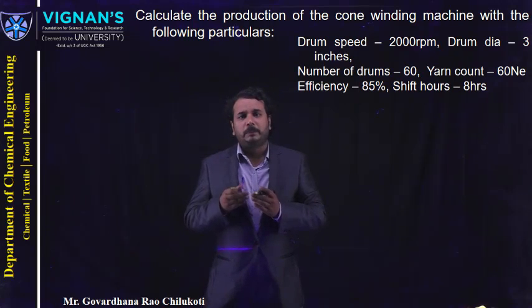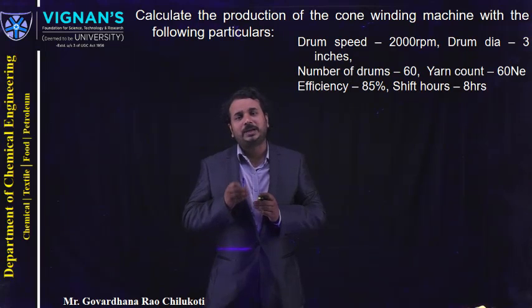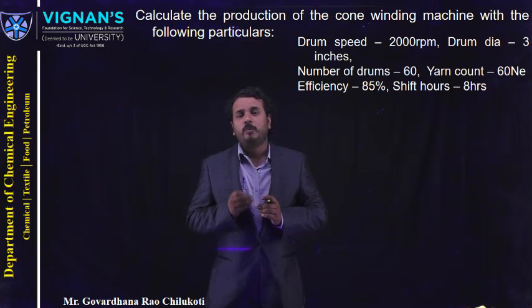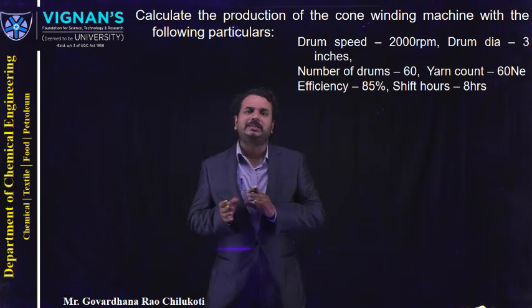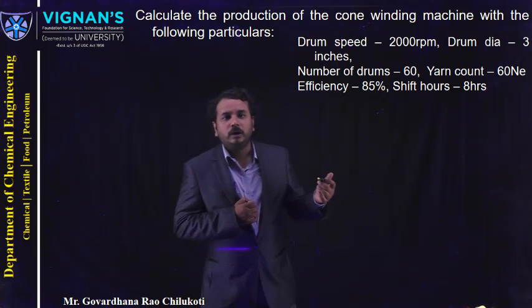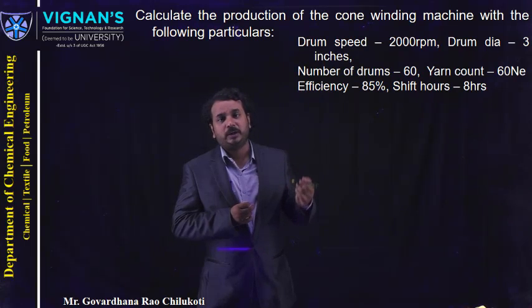1 meter is equal to 39.37 inches, 1 yard is equal to 36 inches, 1 meter is equal to 1.0936 yards, and 1 yard is equal to 0.9144 meters. These are the factors we use to convert from inches to meters, meters to yards, inches to yards, like that. Let us see the example problem.